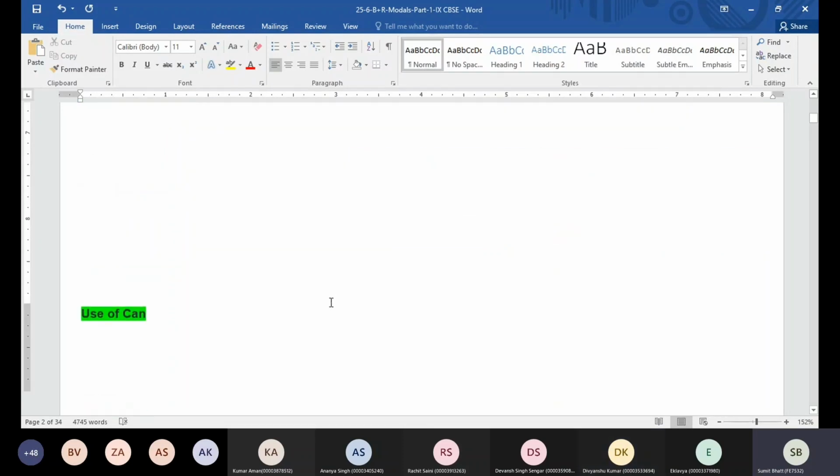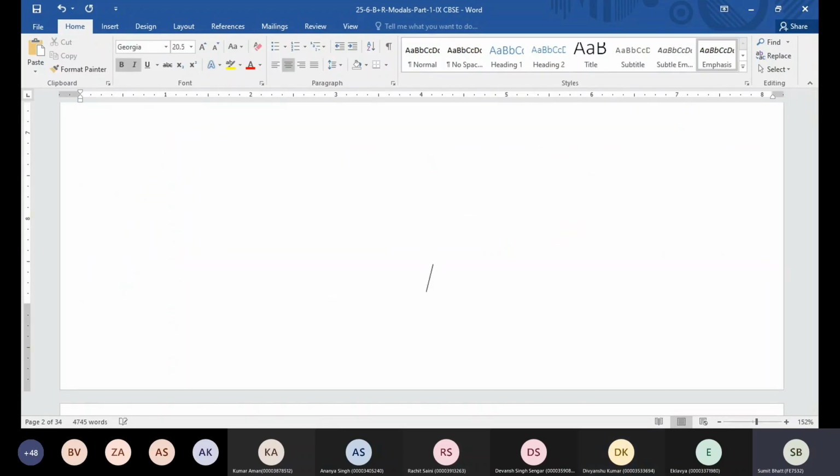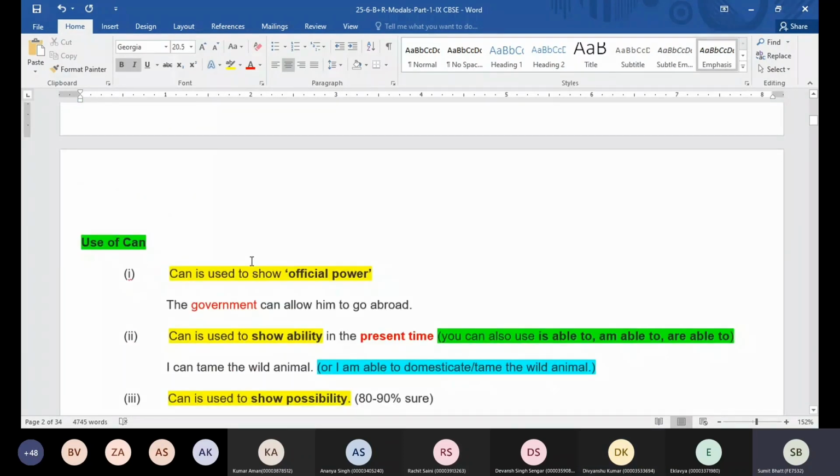Let's understand about the modals, which modal we are going to use at what time and how we are going to use them. So the first modal is going to be can. Now the first use of can is going to be to show official power. Official power means we are referring to something like a government body, and the people working there have some power. So when you want to talk about that, in that case we can use can.